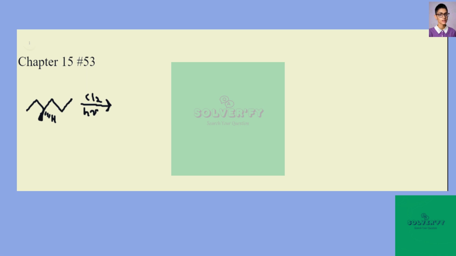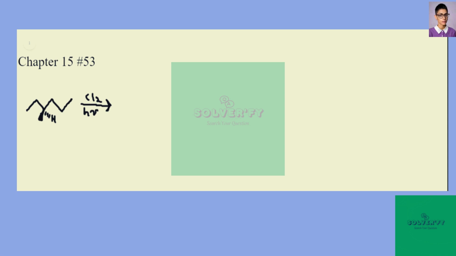This is the answer to Chapter 15, problem number 53 from the Smith Organic Chemistry textbook. This problem asks us to draw all stereoisomers of molecular formula C7H15Cl when 3S-3-methylhexane, which I've drawn here, is treated with chlorine. And then we're asked two other things about trying to separate some of these products.